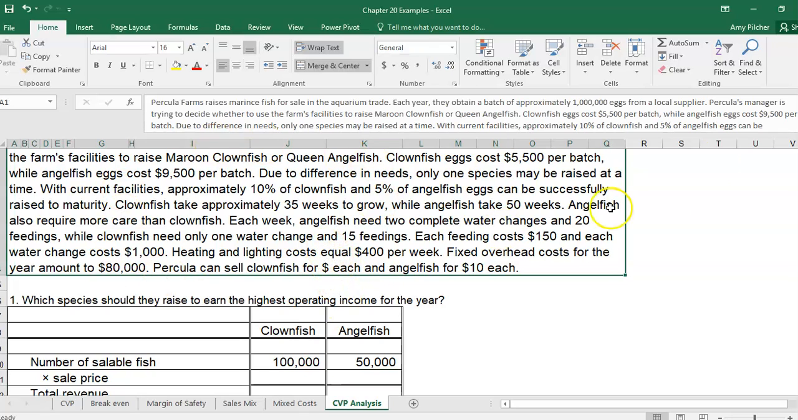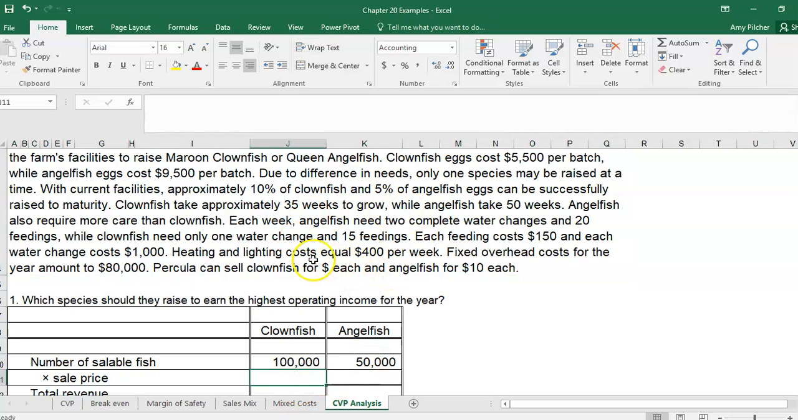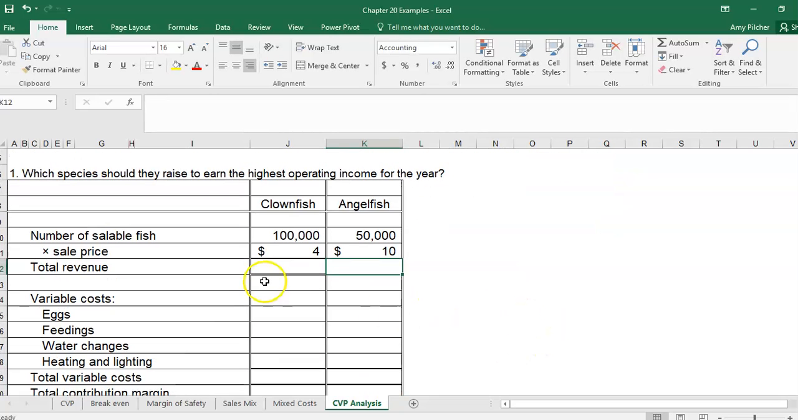Our sales price for clownfish is $4 each, and for angelfish is $10 each. So our total revenue for angelfish is 50,000 times 10, and our revenue for clownfish is 100,000 times 4.